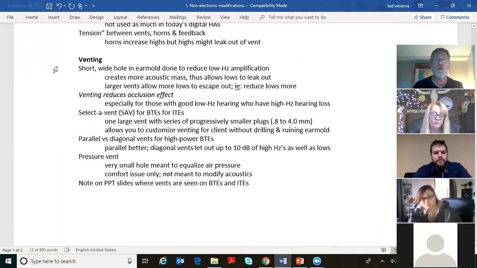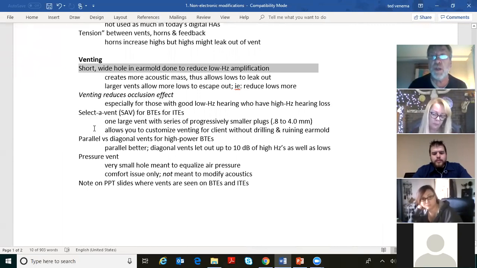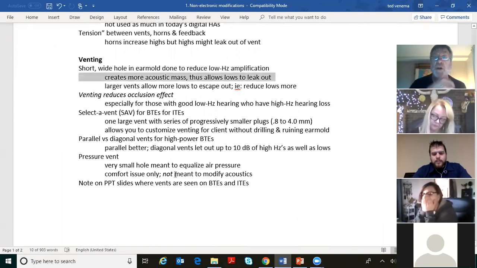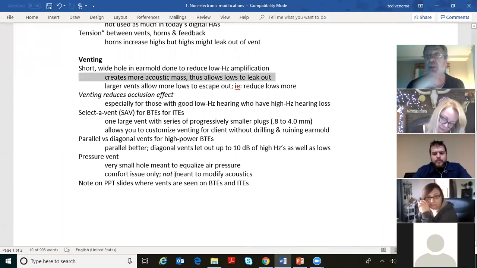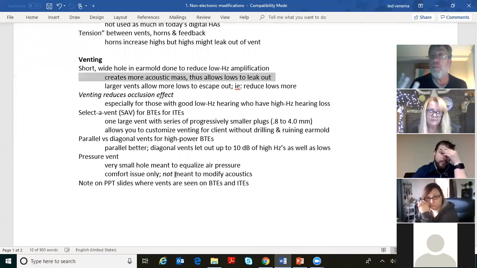A short, wide hole in the ear mold done to reduce low frequency amplification. How do they work? It creates more acoustic mass. The air trapped behind the mold is allowed to communicate with the air on the other side. So now you've got a bigger volume of air. And lows resonate with mass. So lows are going to follow mass like Hansel and Gretel followed the breadcrumbs to get out of the woods. Okay? So you've created more acoustic mass, thus allowing the lows to leak out.